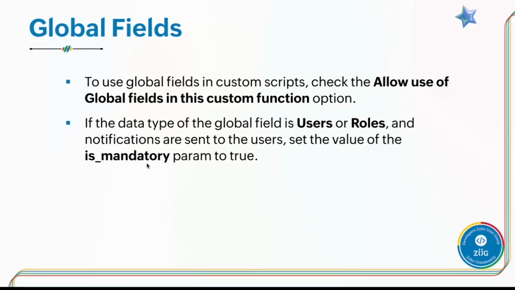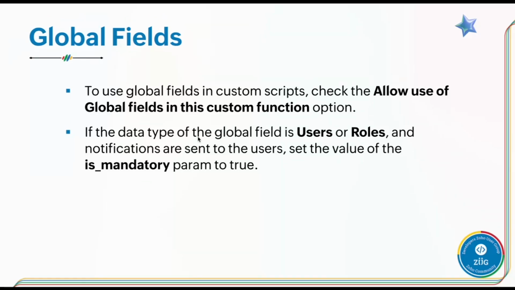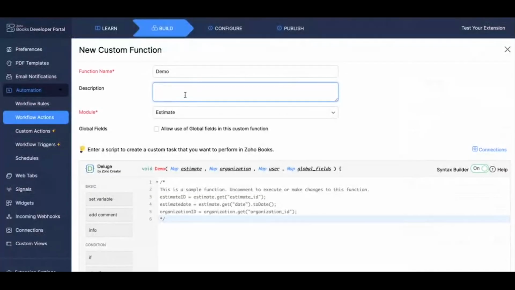So let's see how these two parameters can be configured within the extension. For that, I'm getting into Zoho Books again, and here you can see if we have a global field created, all we have to do is just check this option, so that the global fields that we created as part of this extension can be accessed over here, which can be handled within your customization as well.